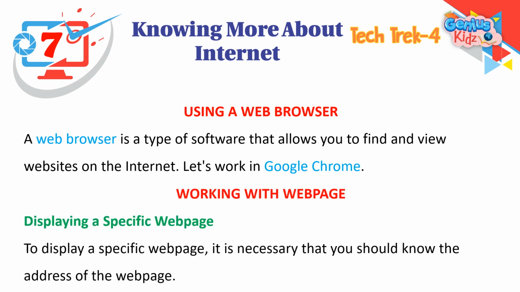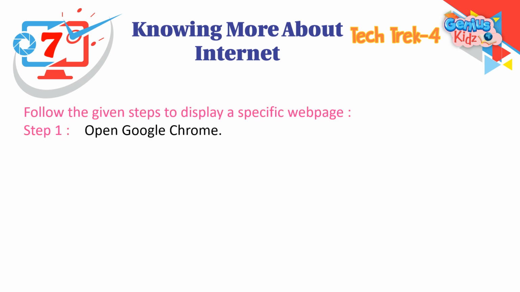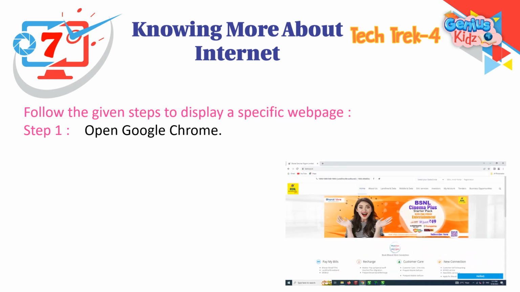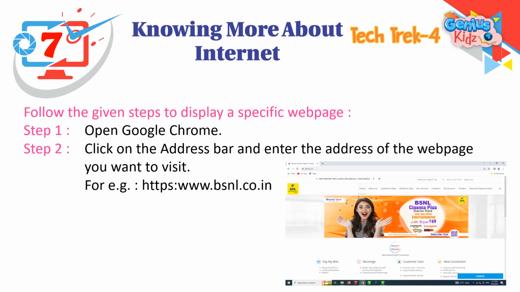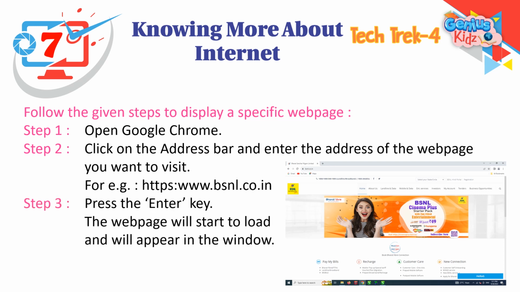Working with web page. Displaying a specific web page. To display a specific web page, it is necessary that you should know the address of the web page. Follow the given steps to display a specific web page. Step 1. Open Google Chrome. Step 2. Click on the address bar and enter the address of the web page you want to visit. For example, https://www.bsnl.co.in. Step 3. Press the Enter key. The web page will start to load and will appear in the window.